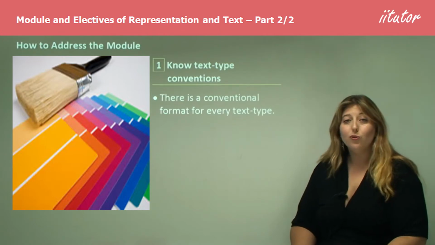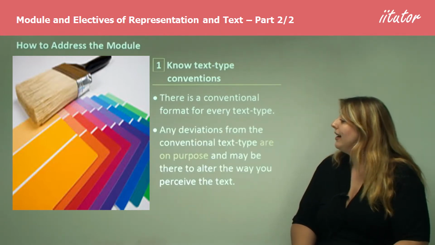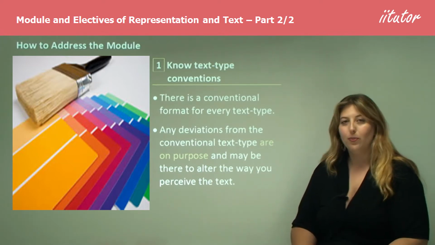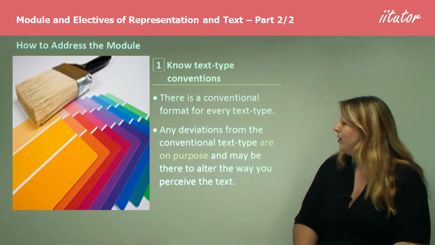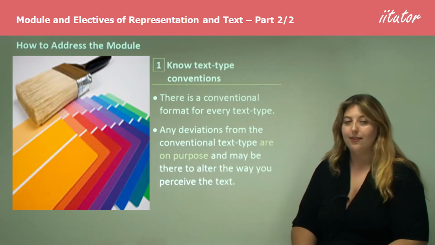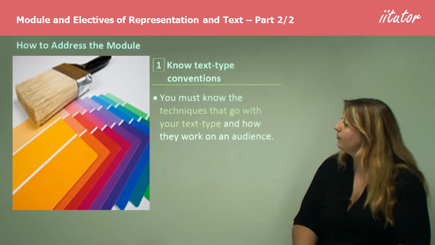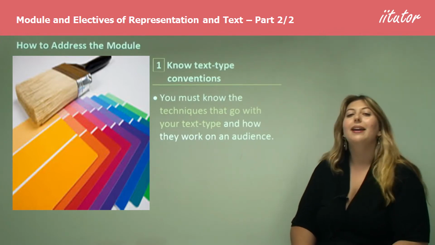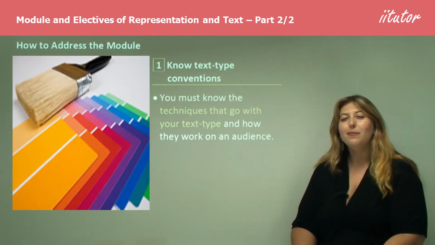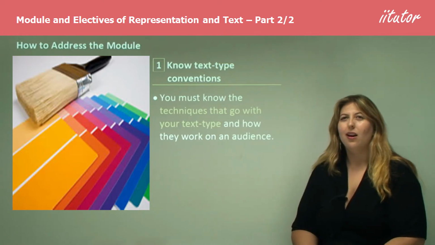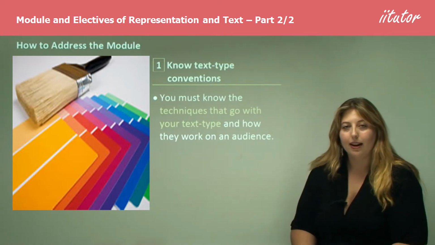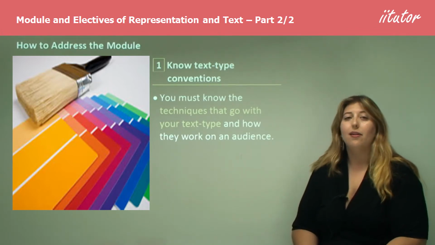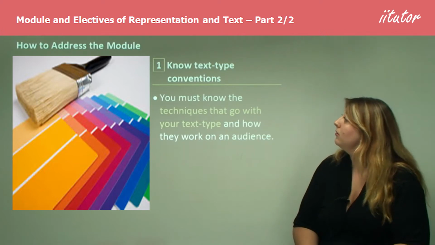There is a conventional format for every text type, and any deviations from that conventional text type are pretty much on purpose, and they expect you to notice them. So they might be there to alter the way you perceive the text. What this means is that you must know the techniques that go with your text type and how they work on an audience. This might be a weird concept to you, to be thinking, oh, I don't think the medium does anything. But the difference between how we view our assumptions is actually quite strong.